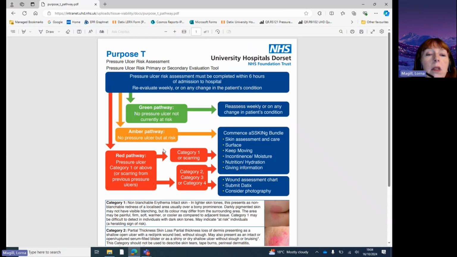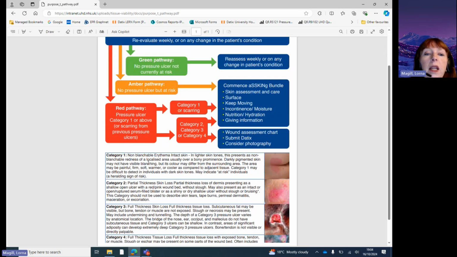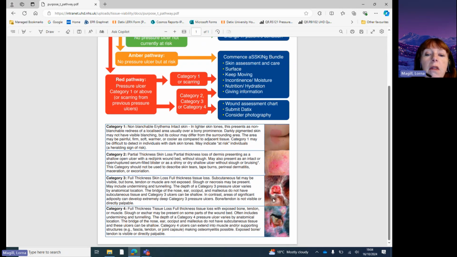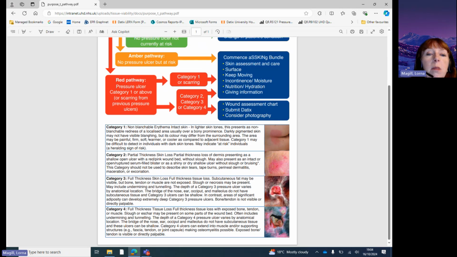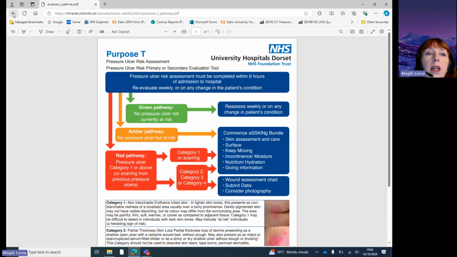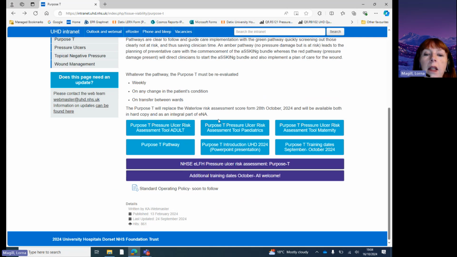This box leads us to the Purpose T pathway, which is a very simplified form explaining the red, amber and green pathways and also denoting the categorisation of pressure ulcers. So this may be something you want to print and use as a poster within your clinical areas. We have training dates advertised here running throughout October, and there is a hybrid of face-to-face sessions and webinars which people can access. This box leads us to the National Health Service England e-learning for health resources.